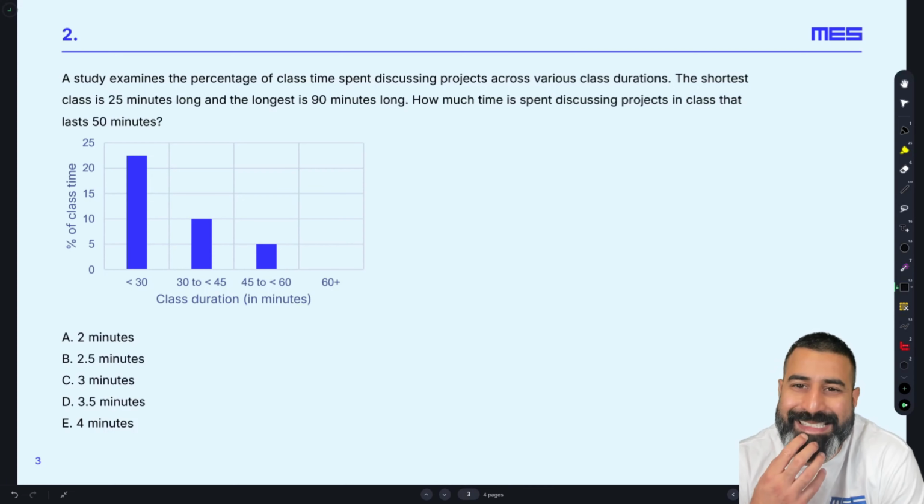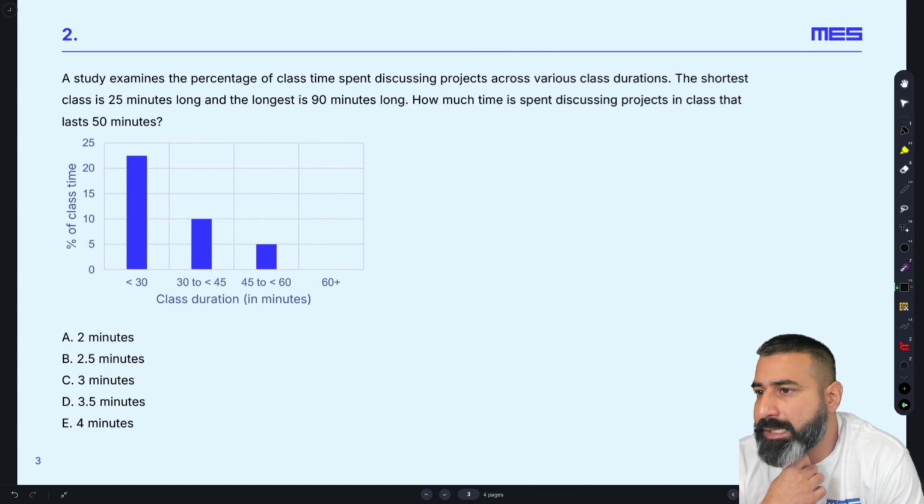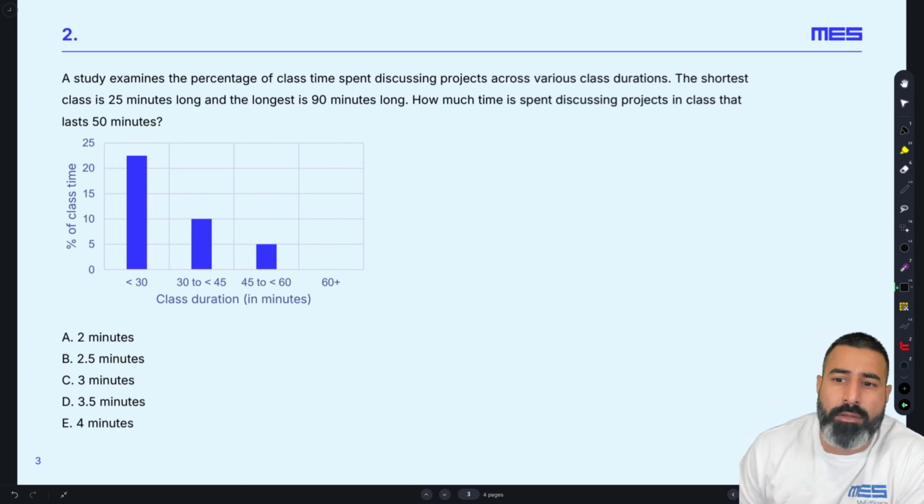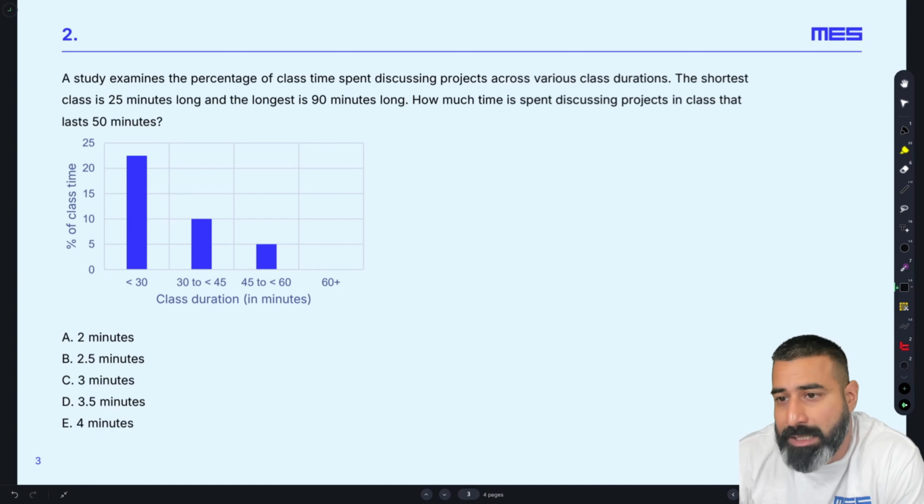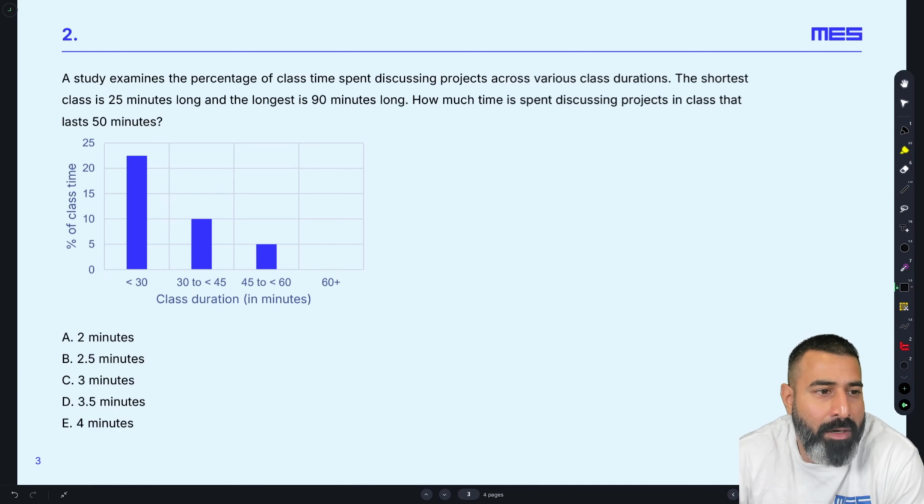So we've got a study which examines the percentage of class time spent talking about projects across various class durations or class times. The shortest class is 25 minutes long and the longest is 90 minutes long. How much time is spent talking about projects in classes that last 50 minutes?